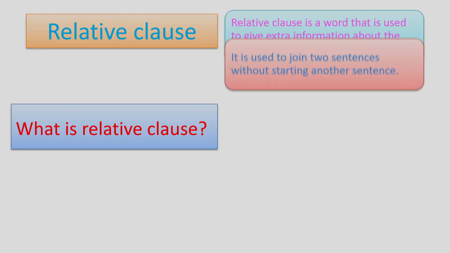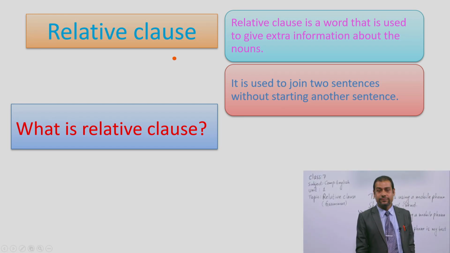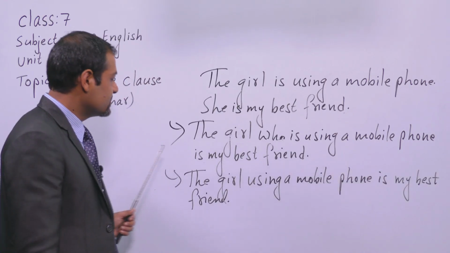Then why do we use this relative clause again, dear students? See, second point. Please write it down in your exercise book, okay? You may forget, so you have to remember it. Another reason to use relative clause is it is used to join two sentences without starting another sentence. Dear students, see, we have two sentences here.